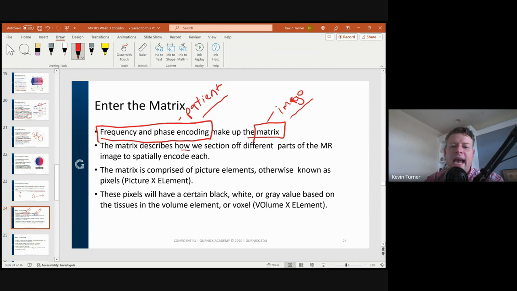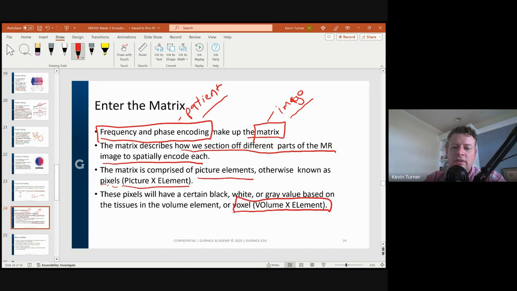So the matrix describes how we section off different parts of the MR image to spatially encode each. So the matrix is how we are cutting up our picture to make an image of it. Matrix is comprised of picture elements, or pixels, PI for picture times EL. These pixels have certain black, white, or gray values based on tissues in the contrast, or the voxel, or volume element. A voxel is a 3D thing that exists in the patient. A pixel is two-dimensional and exists on the image.